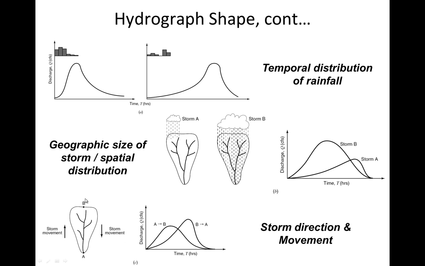But in the case of movement towards the outlet, it takes longer for the peak to occur, but it's a larger peak. And the reason for that is that it's sort of raining on top of that wave of high flow as it's working its way towards the outlet. And so the rain cloud is following the water as it travels through the watershed. And so it's sort of raining on top of where it's already wet. That's why the peak is higher, although it is delayed.